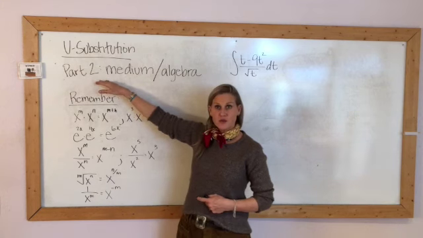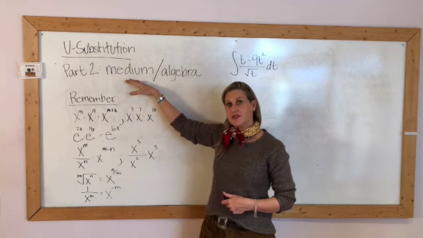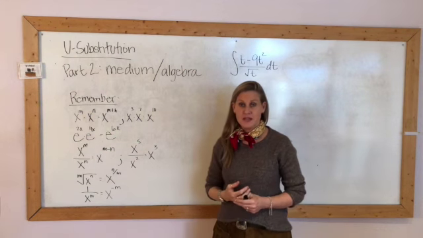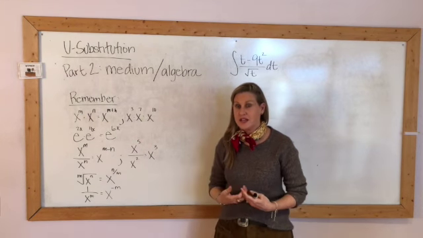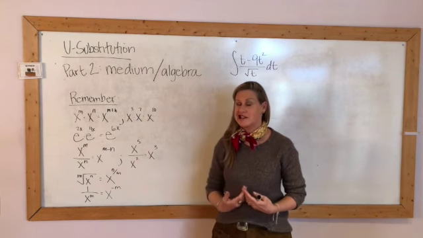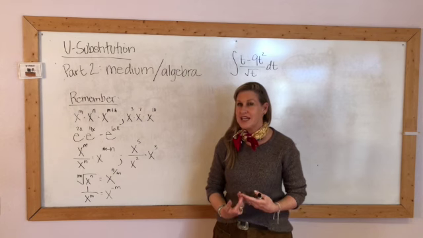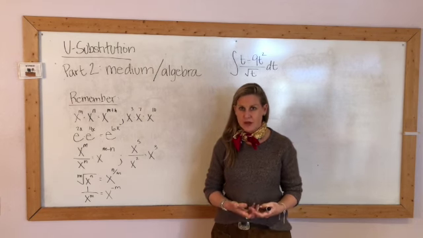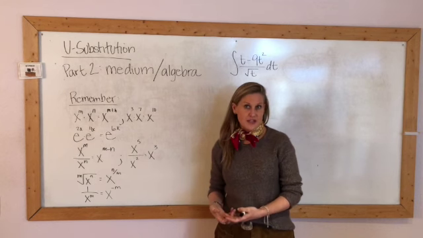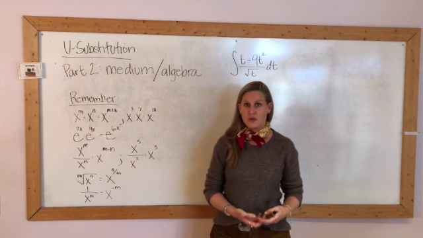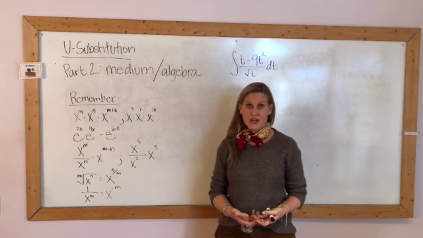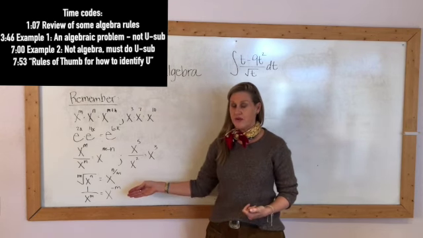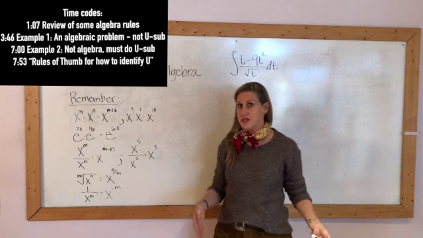This is part 2, which is going to cover medium level difficulty U-Substitutions and algebraic manipulation, because not every antiderivative problem has to use U-Substitution. Sometimes problems can be manipulated using algebra, and that either lets you avoid U-Substitution or do U-Substitution a little bit more easily. So here is a quick run through some of our algebraic rules, because we'll be using those at some point.